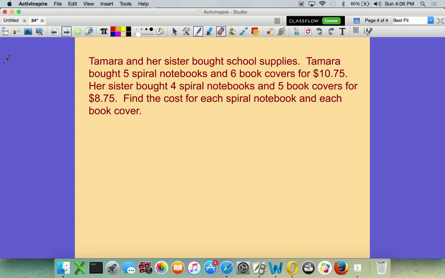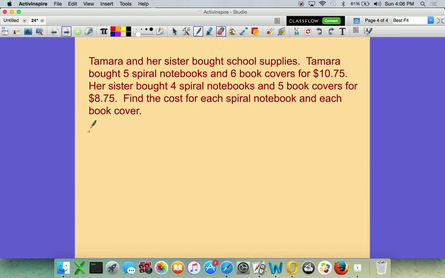You've got a word problem to do pretty much the same thing. Tamara and her sister bought school supplies. Tamara bought 5 spiral notebooks and 6 book covers for $10.75. We can make an equation out of that. Her sister bought 4 spiral notebooks and 5 book covers for $8.75. There's another equation. Find the cost for each spiral notebook and each book cover.